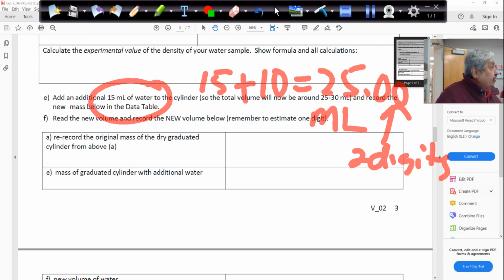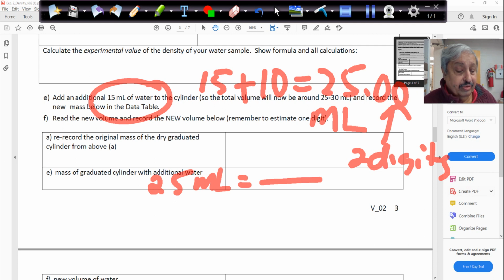Now I know when I added 15 mLs, I go and weigh. I weigh the whole graduated cylinder with the 25 mLs. That will give me the mass in grams, correct? So the 10 mLs I did, that's the first part. Then I add 15 mLs and reweigh it, so the mass of the 25 mLs that's filled.